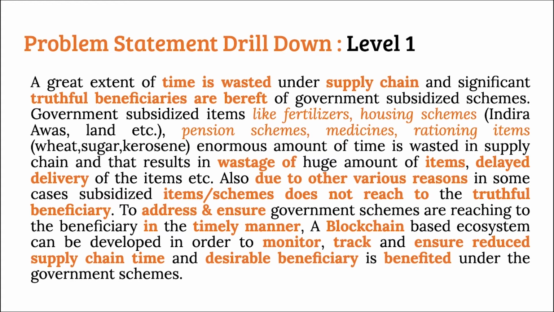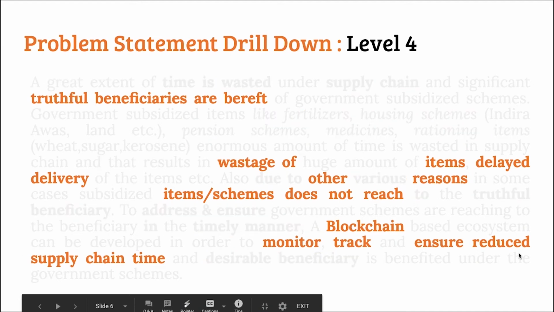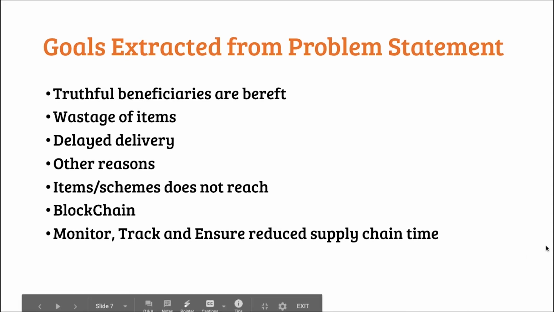So the points which are marked in orange are the basic keywords that we extracted from it, and these were drilled down on various levels, and the main goals extracted were these: that truthful beneficiaries are bereft, so we have to do something about it. There's a lot of wastage of items, there is delayed delivery, and other reasons such as corruption or not knowing the schemes, and we have to propose a blockchain based ecosystem to monitor, track, and ensure reduced supply chain time.